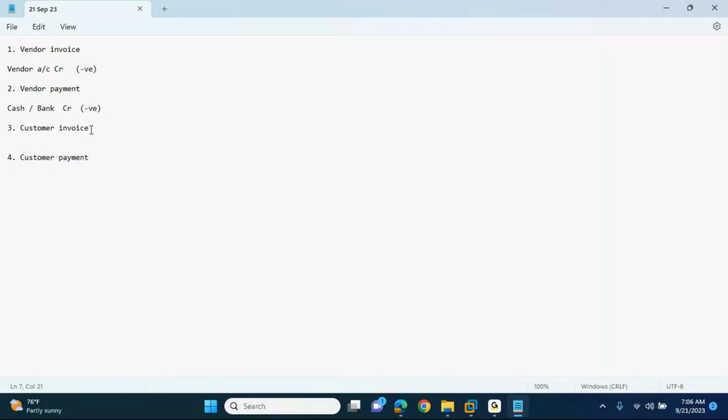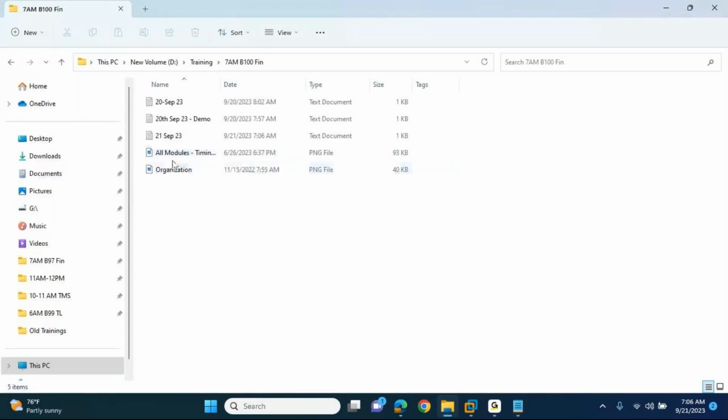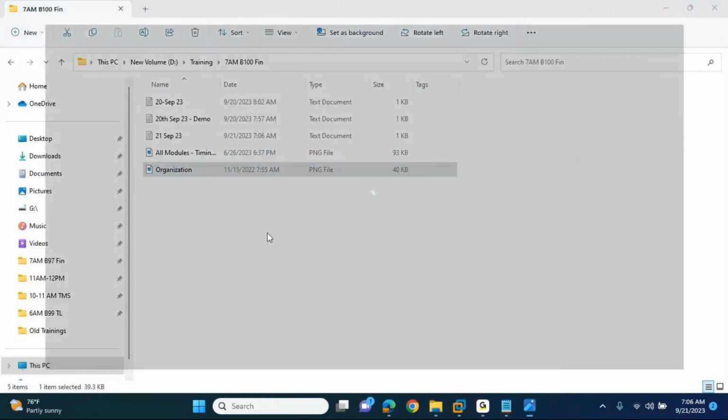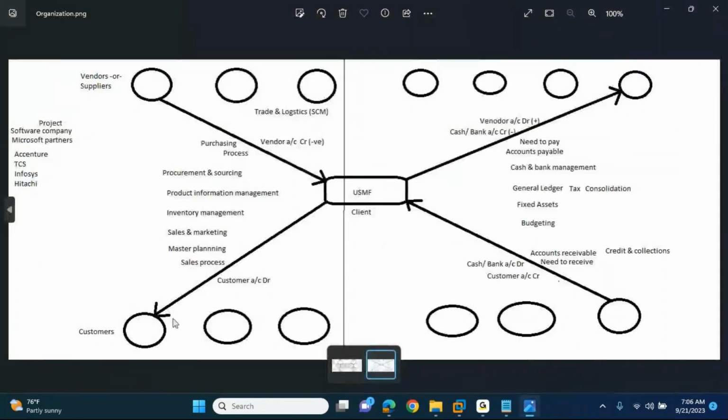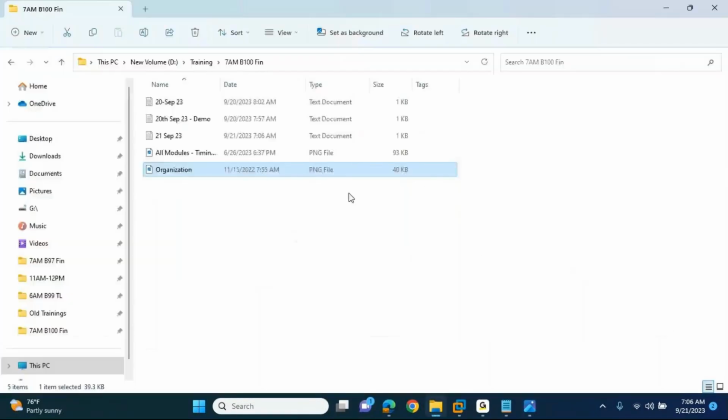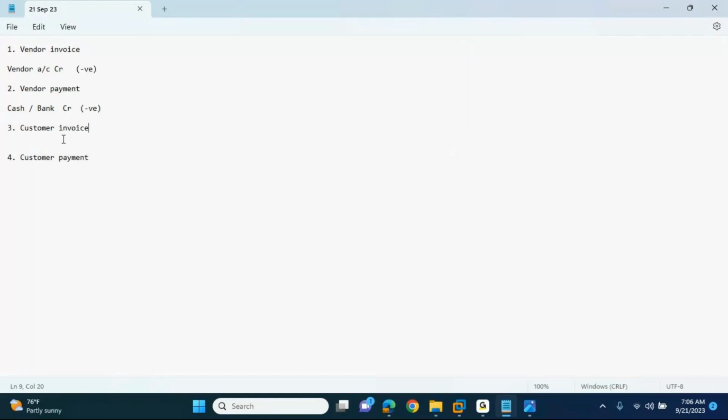So, suppose you have given material to the customer. Customer invoice means you have given material to your customer. That means you need to collect money from the customer. So, your money is with the customer. So, customer account debit. Positive. It is your money with the customer.